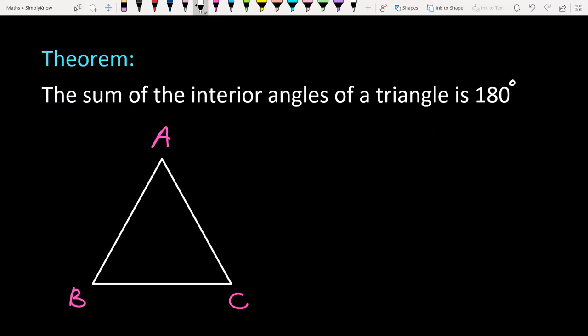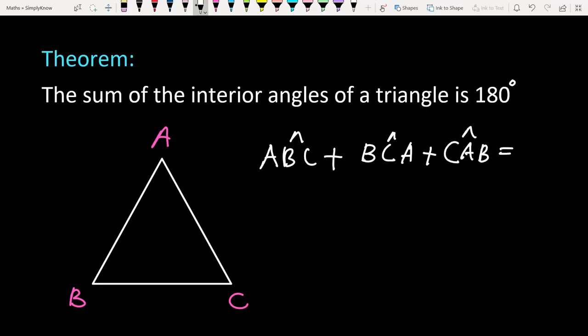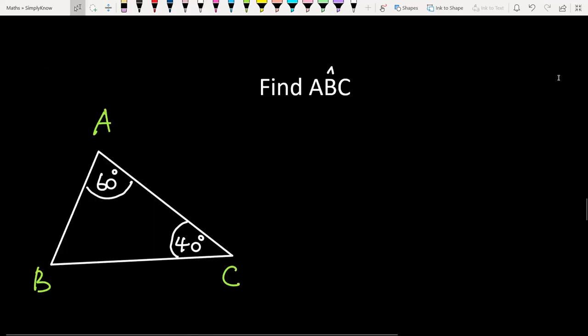Let's take this triangle ABC. According to this theorem, angle ABC plus angle BCA plus angle CAB equal to 180 degrees. Now let's use this theorem to solve some problems.